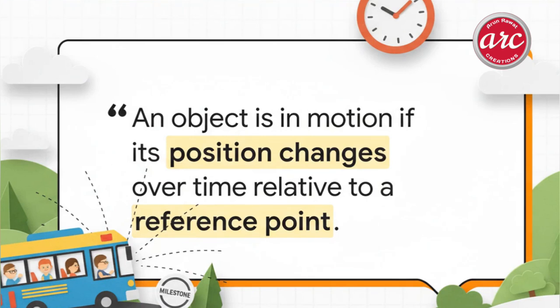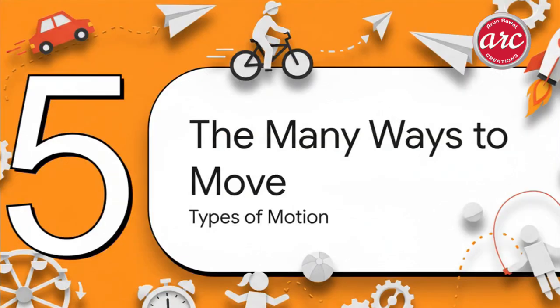So, here it is, the big definition. An object is in motion if its position changes over time relative to a reference point. That last part is everything. When you're on a bus and you drive past that milestone, your position, compared to the milestone, is changing. That's motion.